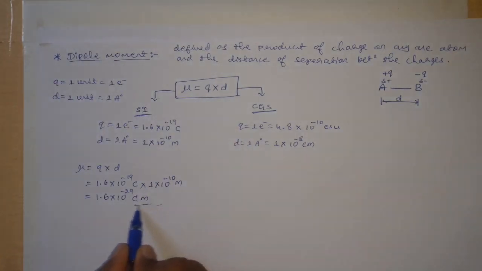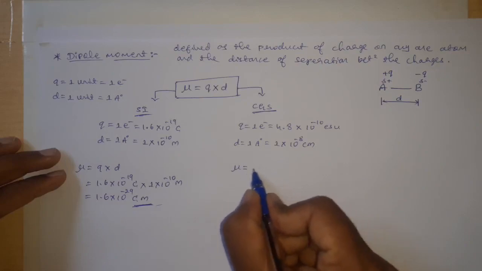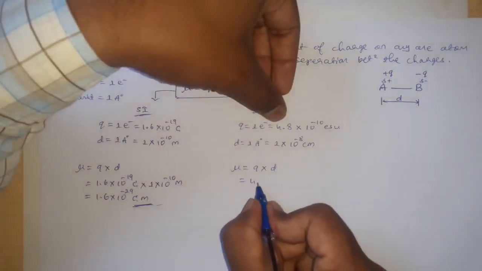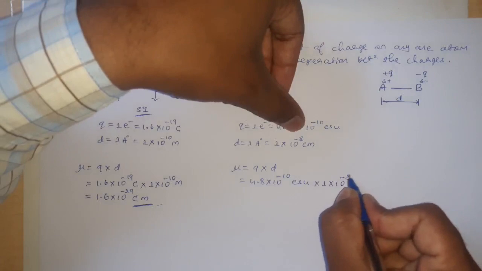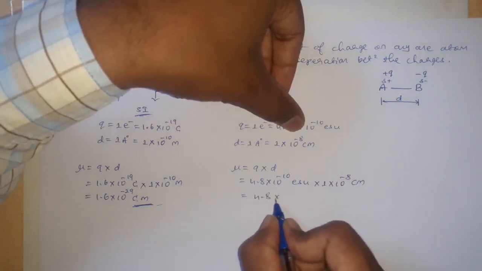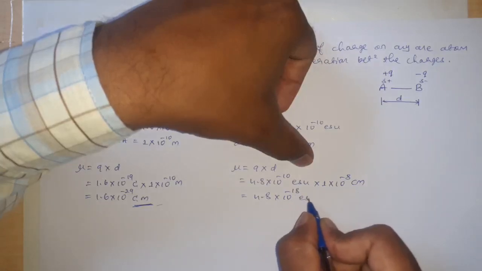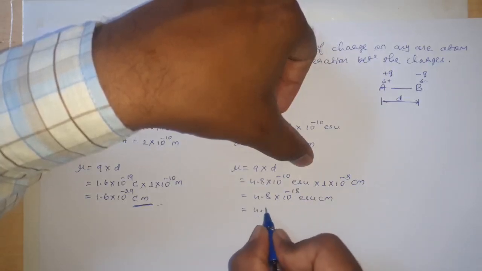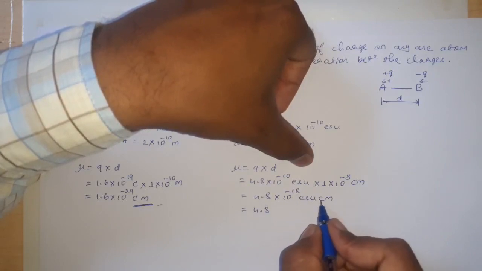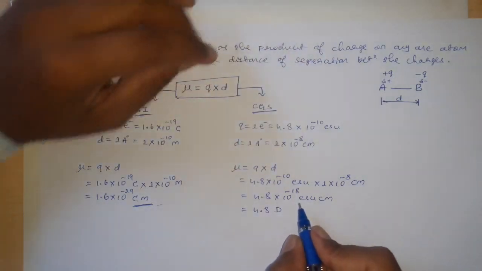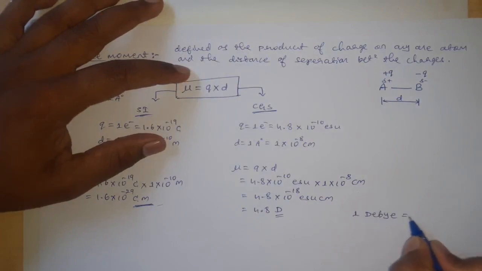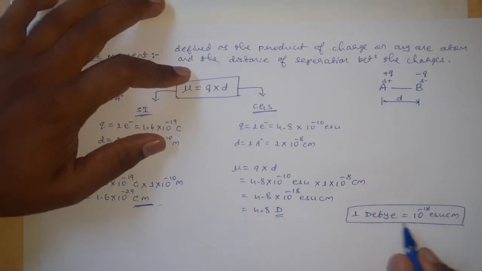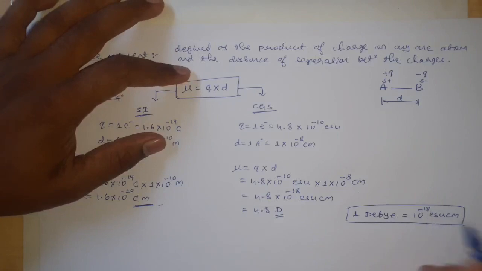The SI unit of dipole moment is coulomb meter, and the CGS unit of dipole moment can be written like this: 4.8 into 10 raised to minus 10 electrostatic unit into 1 into 10 raised to minus 8 centimeter, which is 4.8 into 10 raised to minus 18 electrostatic unit centimeter, and this 10 raised to minus 18 electrostatic unit centimeter can also be written as a debye. Therefore, the CGS unit of dipole moment is the debye. 1 debye is equal to 10 raised to minus 18 electrostatic unit centimeter.